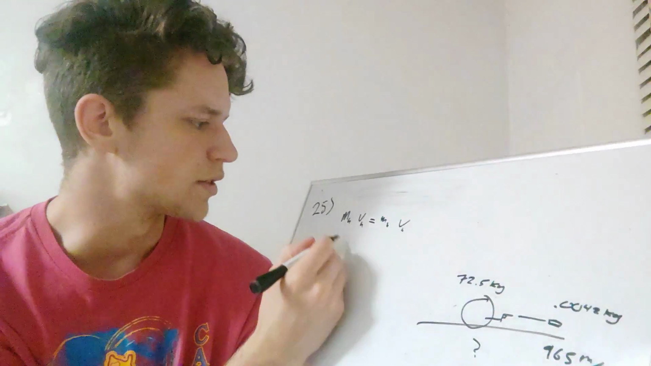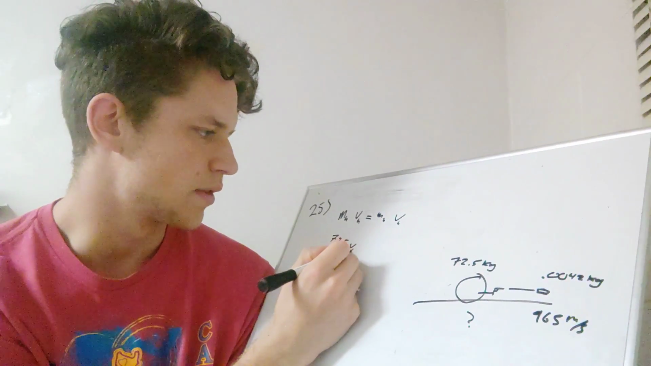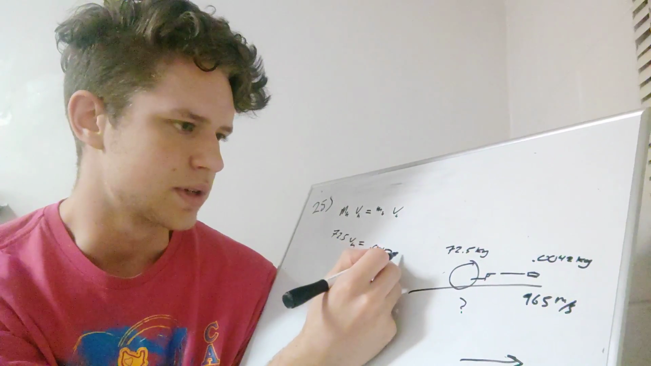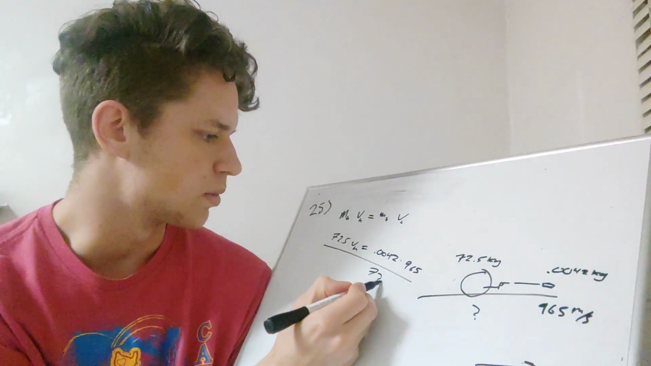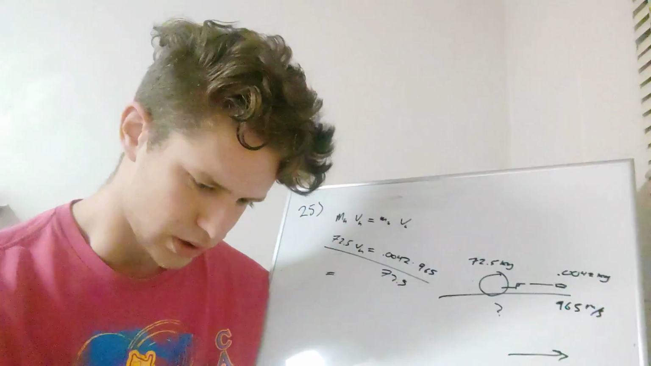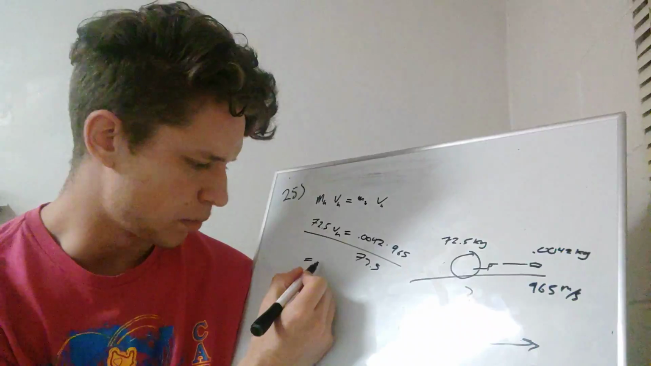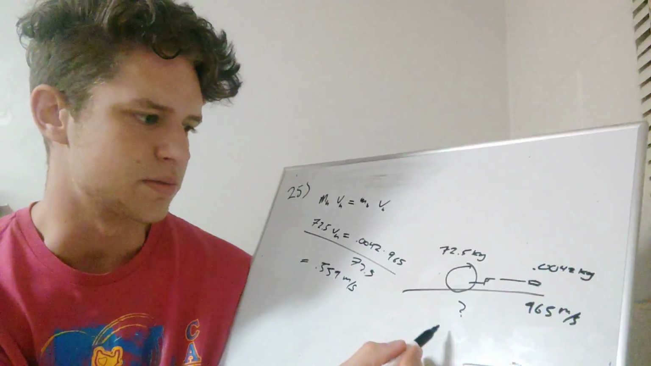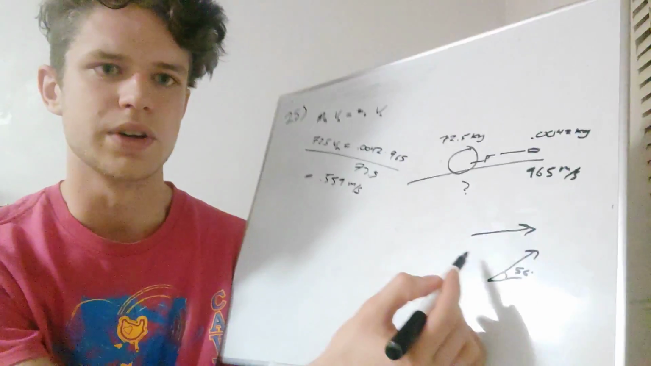So if you go ahead and plug things in, you get that 72.5 times velocity of the hunter equals 0.0042 times 965. So you just go ahead and divide all of that by 72.5, and you get that equals, where is my cheat sheet? 0.559 meters per second that he's moving backwards. So that's the answer if he shoots the gun straight over.